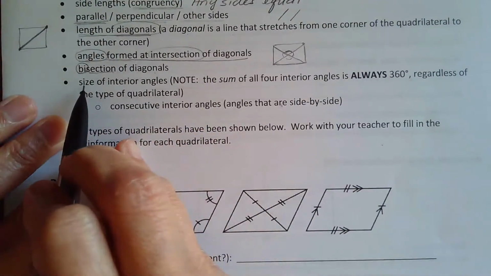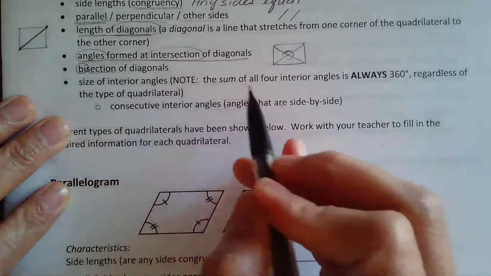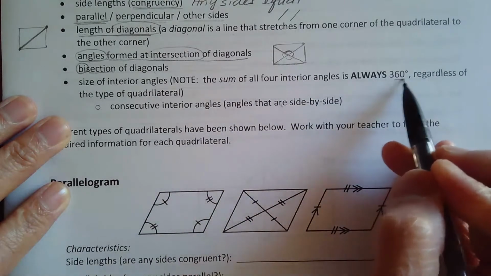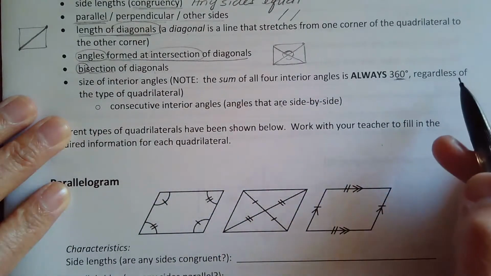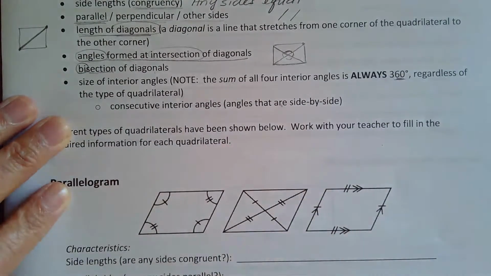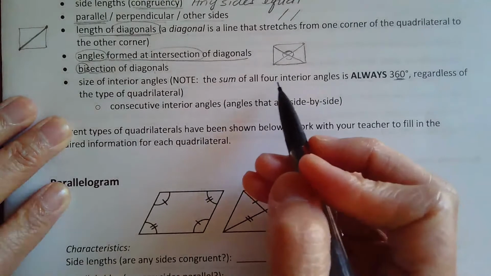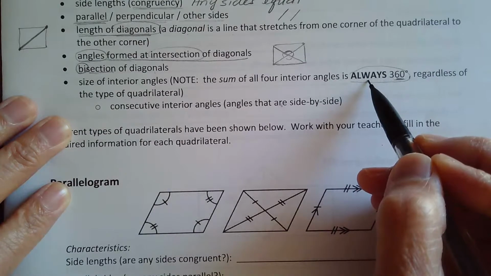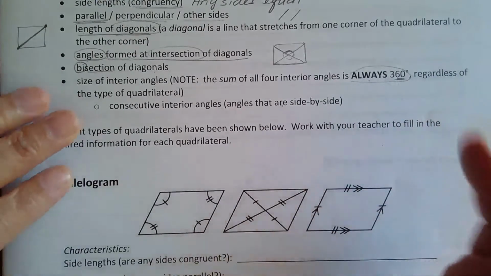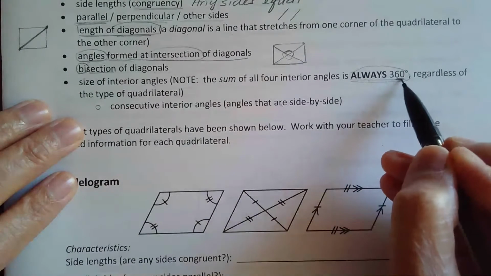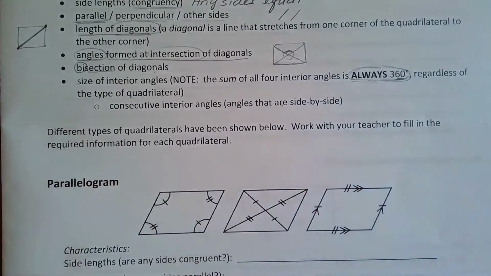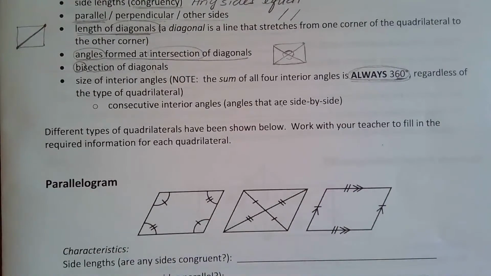And then next, size of interior angles. That means the sum of all four interior angles is equal to 360. So they already mentioned that, regardless of the type of quadrilateral. So this is something that's true for all quadrilaterals, for all four-sided figures. The sum of the four angles is equal to 360. So it's always true.